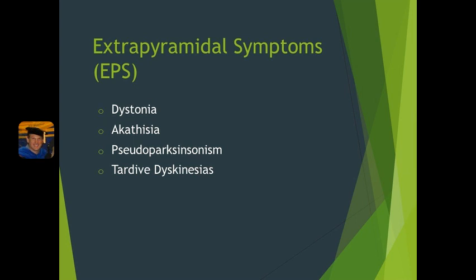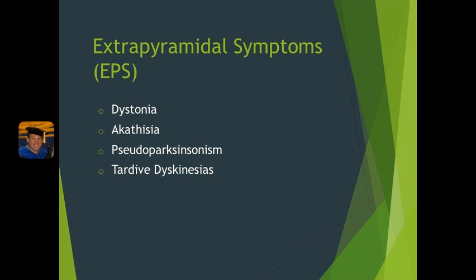Pseudo-Parkinsonism. Parkinson's disease is actually caused by loss of dopamine neurons in the extrapyramidal tract. So if you're inhibiting dopamine, you can actually cause Parkinson's symptoms. So the patient will have tremor, they'll have loss of facial motor control, and they can have postural instability, so they can't walk as well.